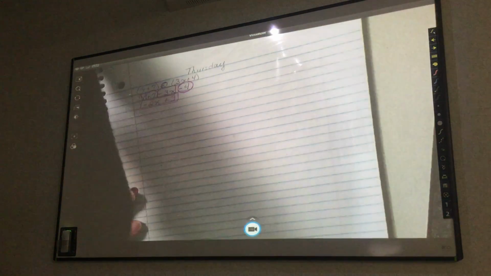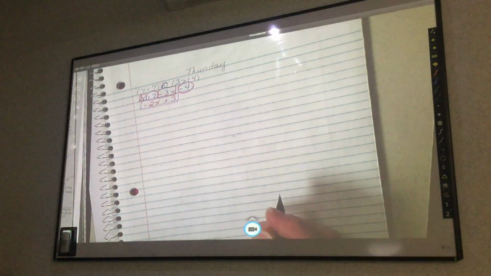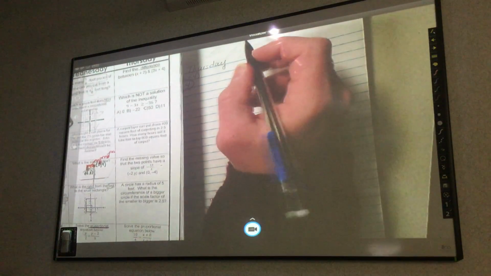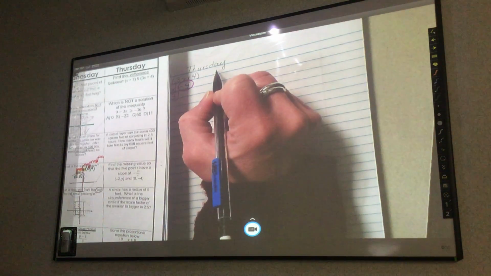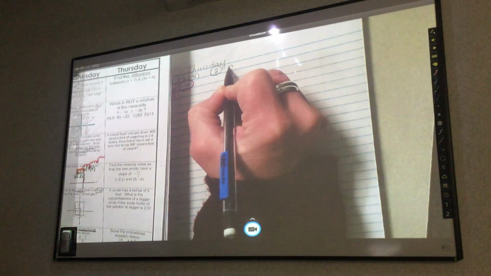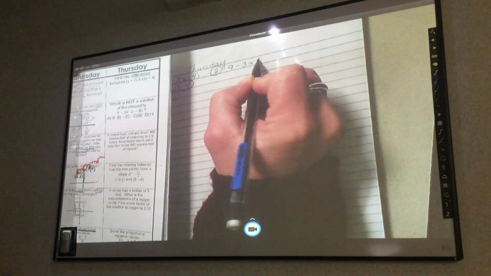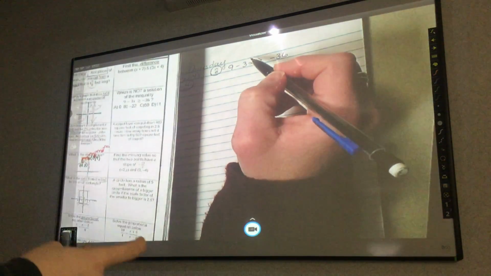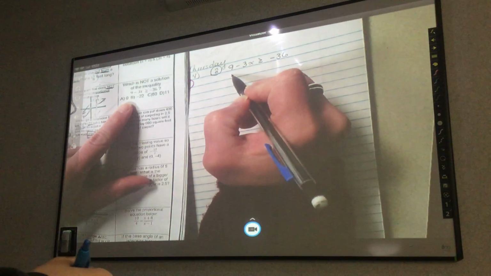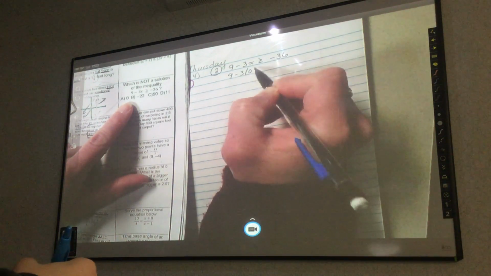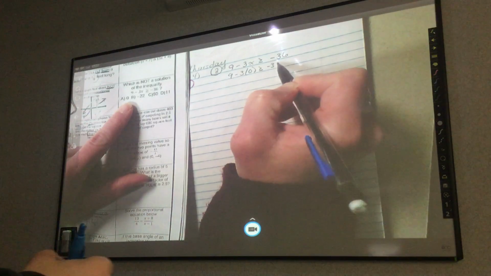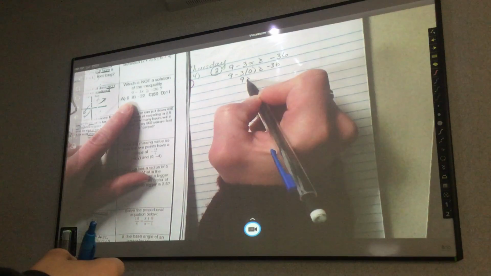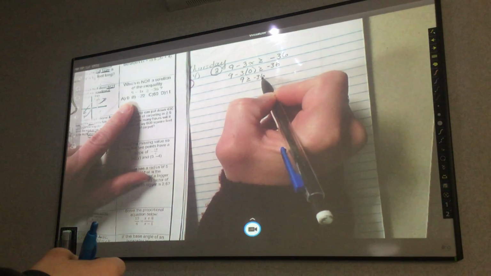Number 2 says, which is not a solution of the inequality 9 minus 3x is greater than or equal to negative 36. So I'm going to start with A, which is 0. I do 9 minus 3 times 0 is greater than or equal to a negative 36. Negative 3 times 0 would be 0. So is 9 greater than or equal to a negative 36?